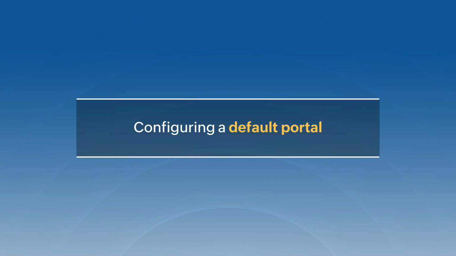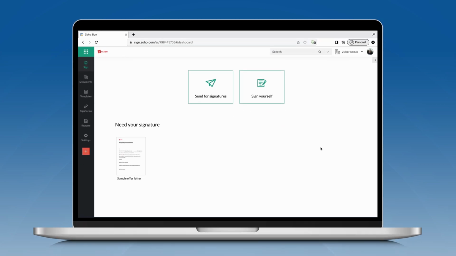Configuring a default portal. A default portal is what you will see after you log into Zoho Sign. The first account that you create while signing up will be your default portal initially, but you can change this as you create more portals if needed. Let us now look at how to set a portal as the default portal.